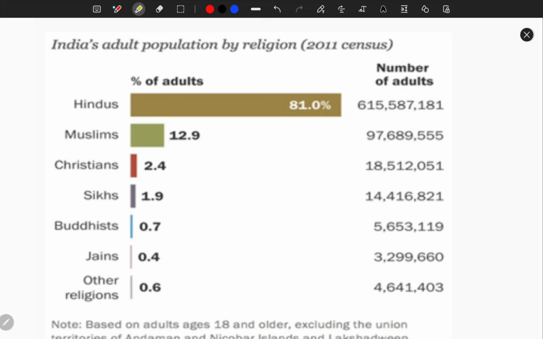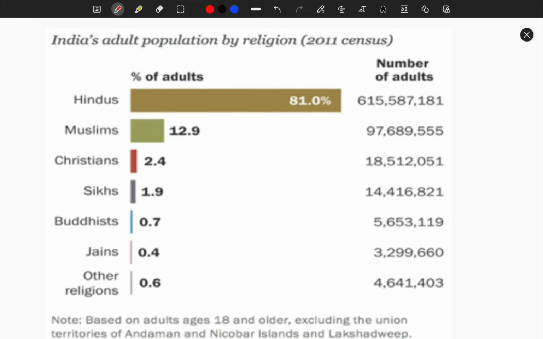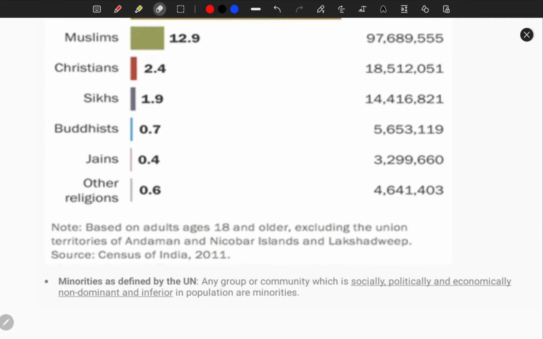Let me provide a detailed review of the adult religious population, above the age of 18, based on the 2011 census. Hindus are present at 81%, which means the maximum number of the population, and next stand the Muslims, then Christians, Sikhs, Buddhists and Jains. These are the populations belonging to the different religious groups.